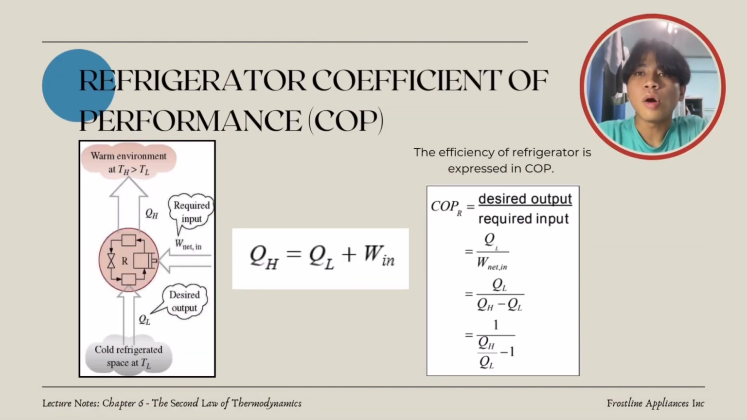Okay, thank you, Bulan. Now I will explain the refrigerator coefficient of performance. Let's look at the diagram, where the high heat energy is produced from the addition of low heat energy from the cold refrigerated space and work energy input. Then we can see the formula, which is QH equals QL plus W in. However, we want the desired output to be the low heat energy, as we need to maintain the cold refrigerated space at a low temperature. So the formula to find the refrigerator COP is equal to QL over W in. So we can get the final formula, which is 1 over (QH over QL minus 1).